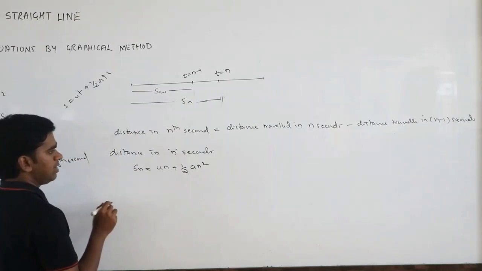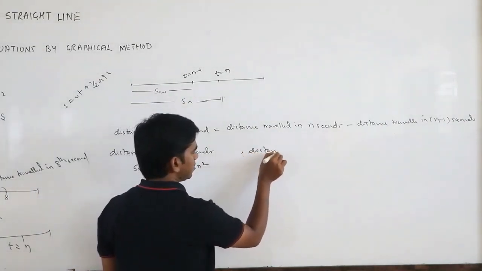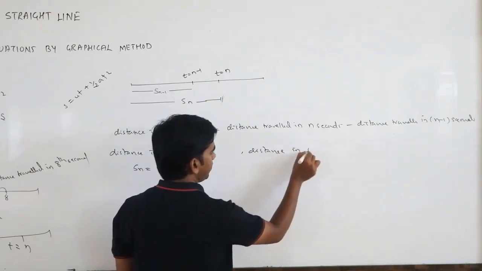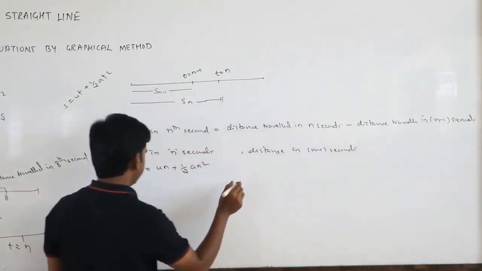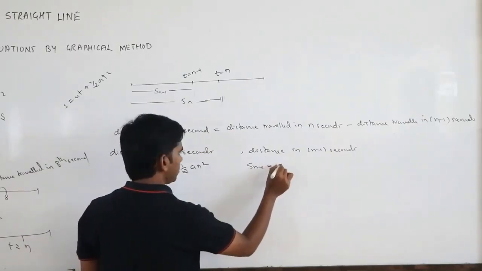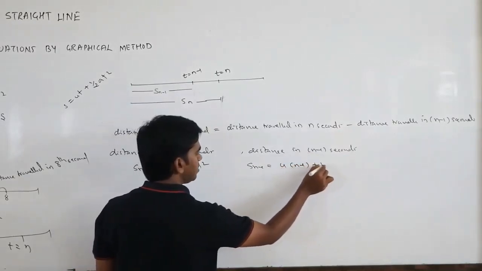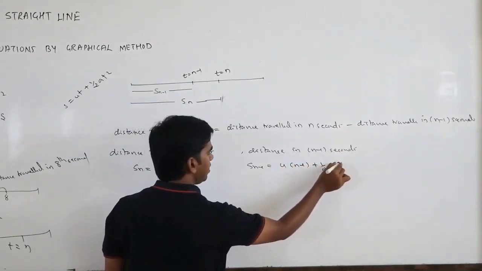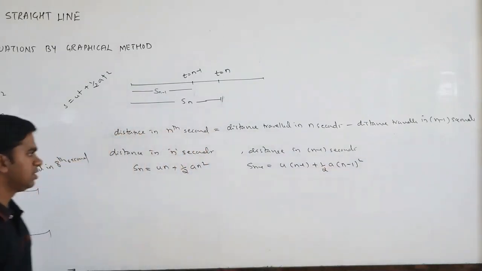Similarly, distance traveled in n minus 1 seconds. Distance in n minus 1 seconds, what can you write? Sn minus 1 equals u, and t is n minus 1, so u into n minus 1, plus half a into n minus 1 the whole square. Okay. So what do you want?